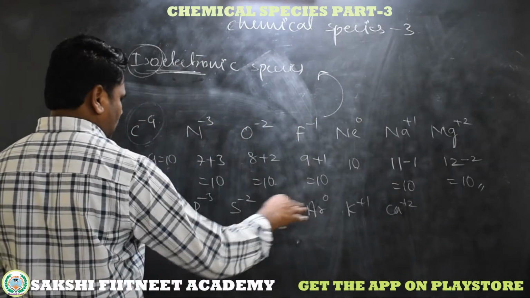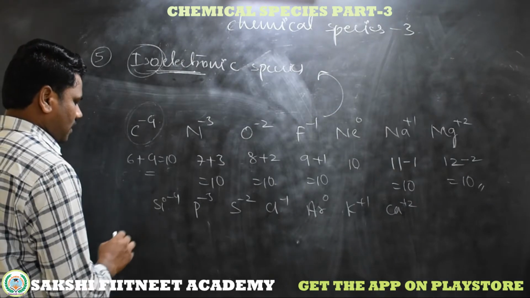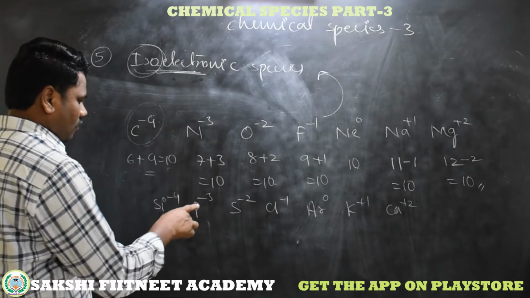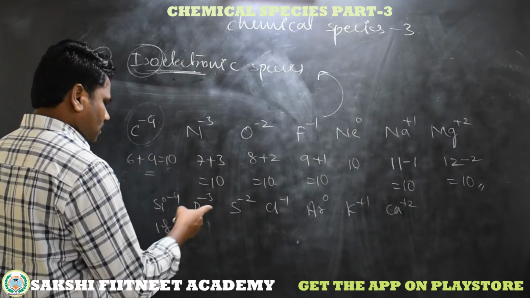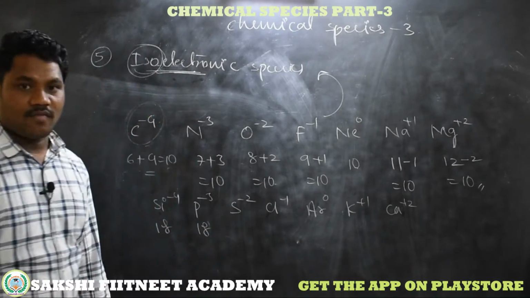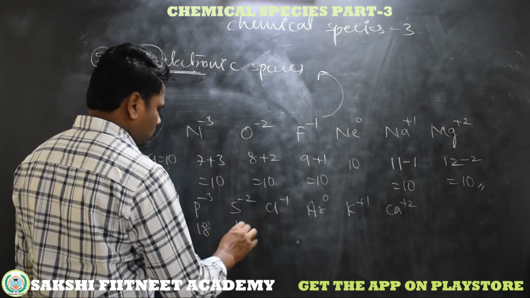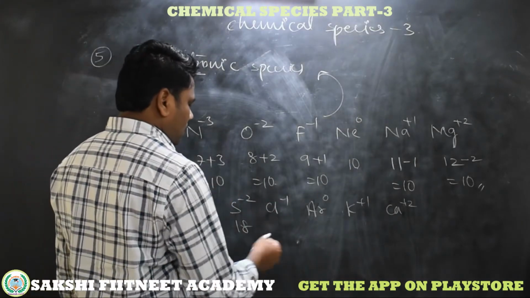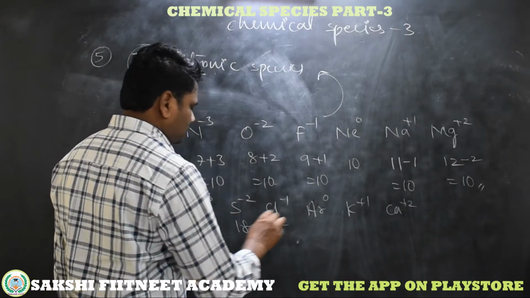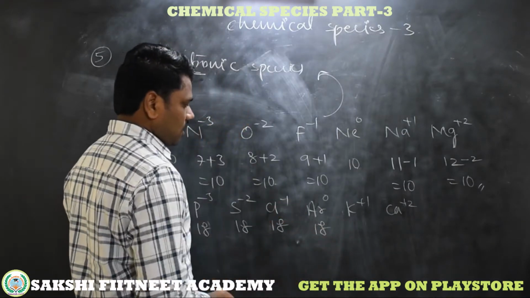Now see here in this set, silicon atomic number is 14 and 4 electrons are gained, total 18 electrons. Now phosphorus atomic number is 15, 3 electrons gained, it becomes 18 electrons. Now sulfur atomic number is 16, that means the number of electrons is 16, and gained 2 electrons, 18. Now chlorine atomic number 17 means 17 electrons and gained 1 electron, it becomes 18. Argon obviously 18 atomic number with 0 charge.